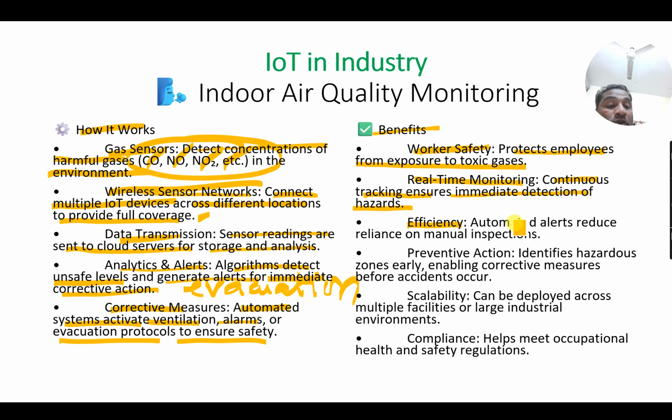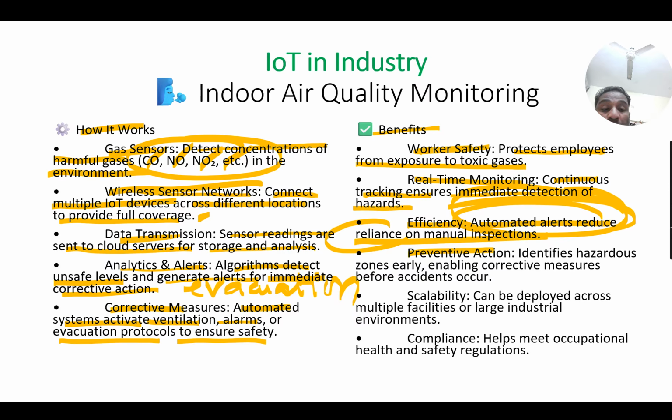Efficiency. Automated alerts reduce the reliance on manual inspections. When compared to manual inspections, the automated alerts reduce it. We can trust the automated alerts more because they are doing it continuously. When the systems are doing it, there is less probability that there is an error.